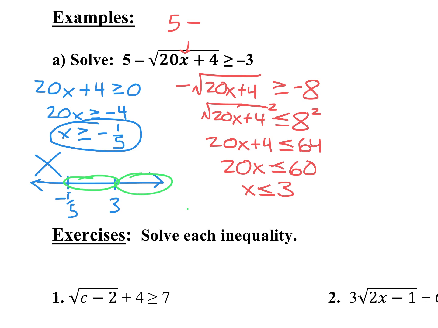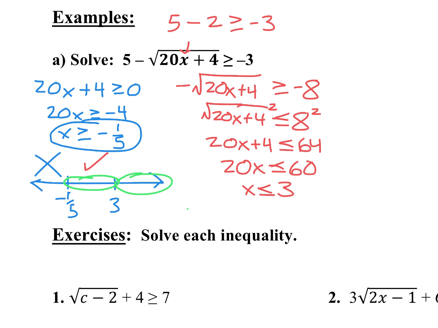I would get 5 minus square root of 4, which is 2. Is that greater than or equal to -3? Yes, it is. So when I plugged in something in the middle area, it worked. So I'm going to put a check mark there.